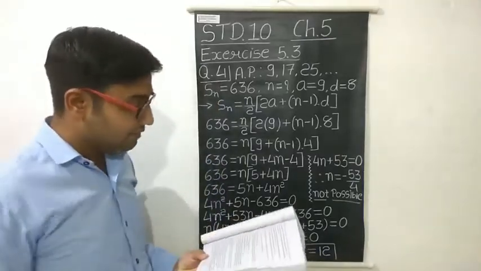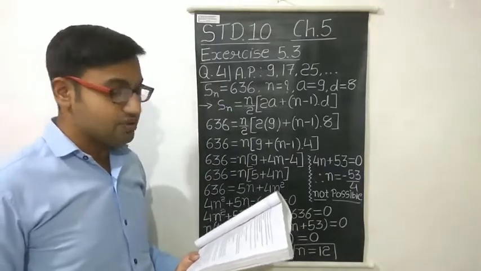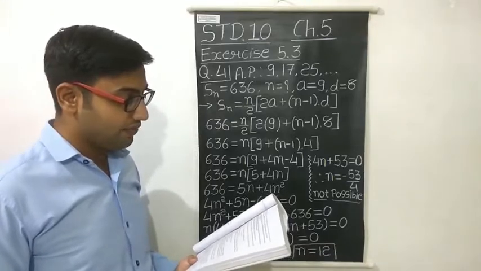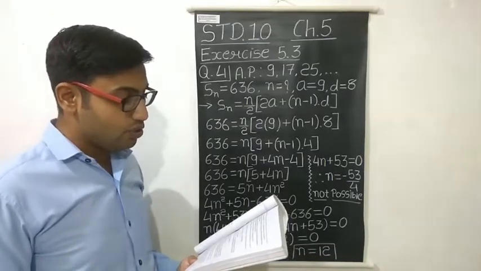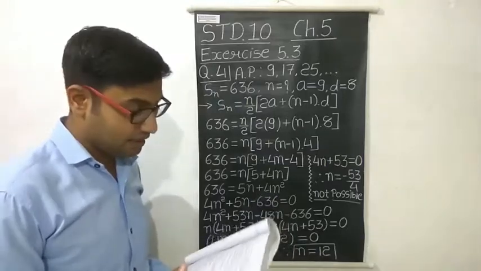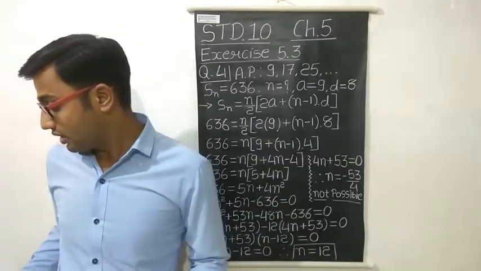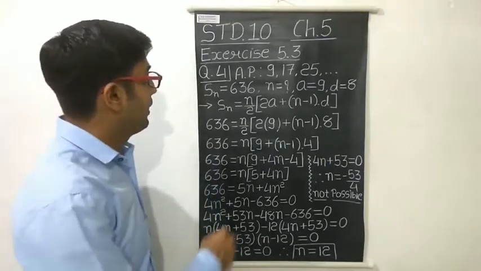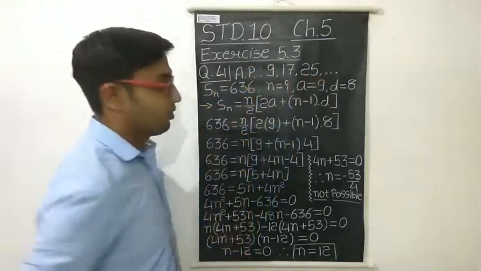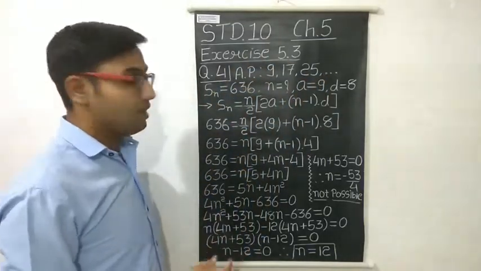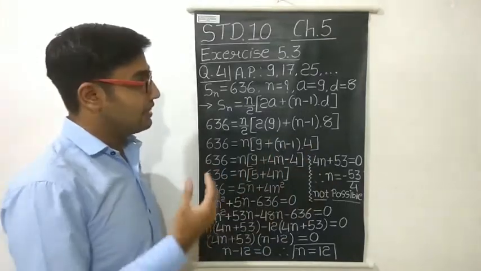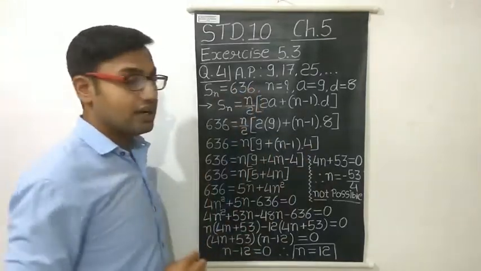The question is, how many terms of the AP 9, 17, 25 must be taken to give a sum of 636, right? So this is the question. Here we have been given one AP, and that AP is 9, 17, 25, and so on. Now here we have been given the sum of the first some terms, and that sum is 636.